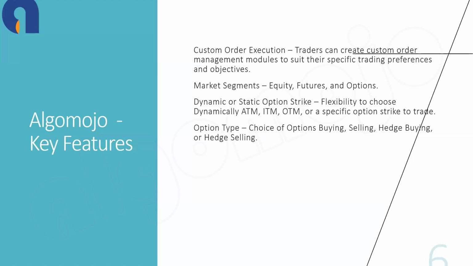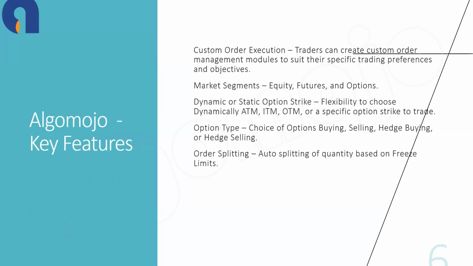Then there are various option types which are available. Most of the traders that we have seen are either into buying of options or selling of options. Our platform supports both of them. And if you'd like to hedge your trades by either buying options or selling options, you could do that also. These are facilities that are provided in our platform.